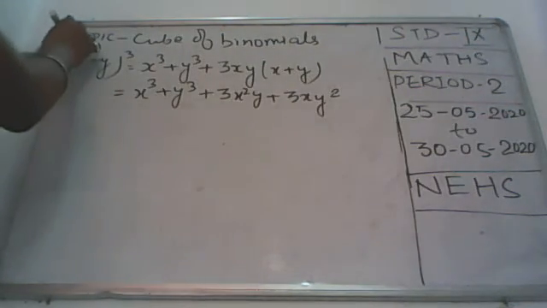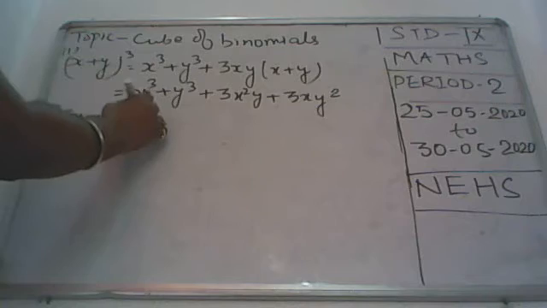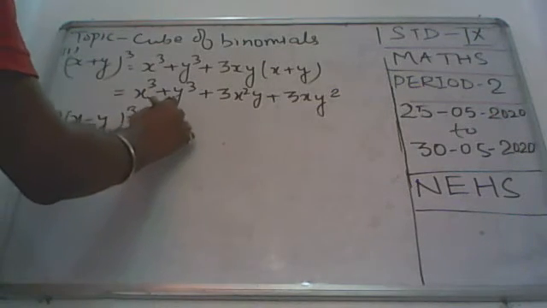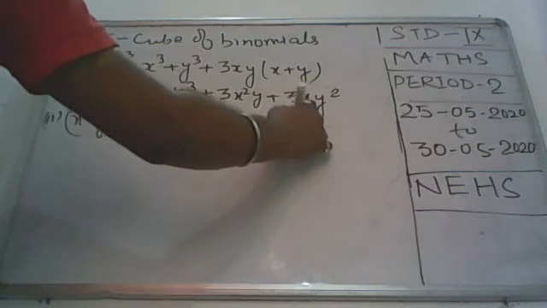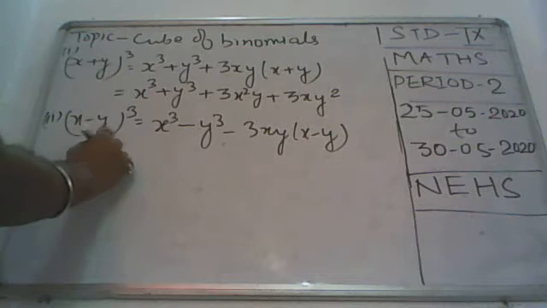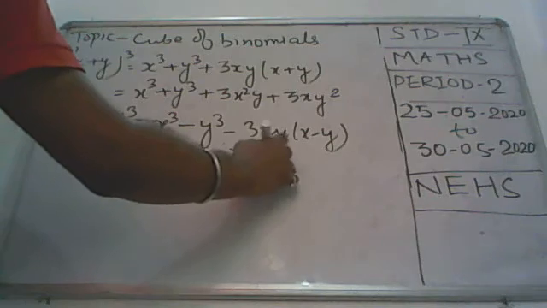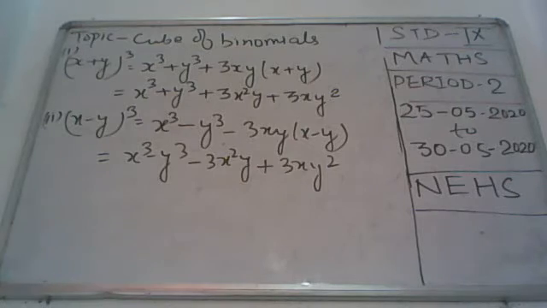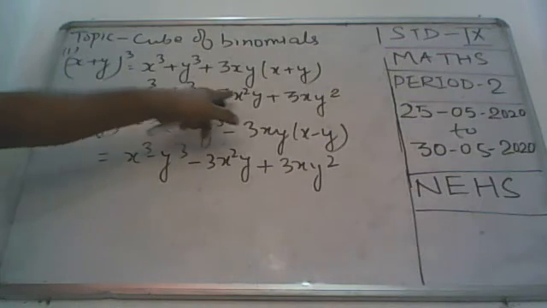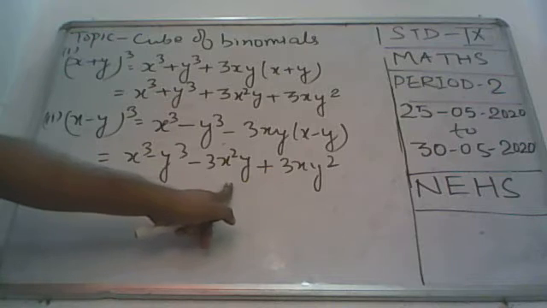The second formula that we have to study, this is the first one. The second one is (x minus y) whole cube, or (a minus b) whole cube. In that it is x cube minus y cube minus 3xy into (x minus y), or you may say x cube minus y cube minus 3x square y plus 3x y square. Understand here? In the formula of the cube, there will be four terms: term 1, term 2, term 3, term 4. Here also four terms.